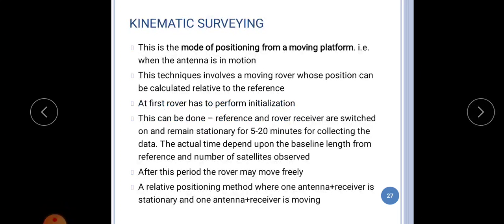So kinematic surveying is a mode of positioning from a moving platform. That is, here the platform will be moving. The rover receiver will be moving in the case of kinematic surveying. In the previous one, in the case of static surveying, both the reference point and the rover are stationary.